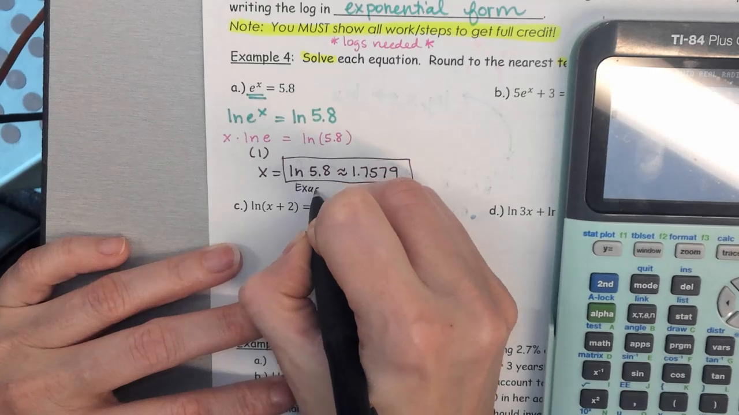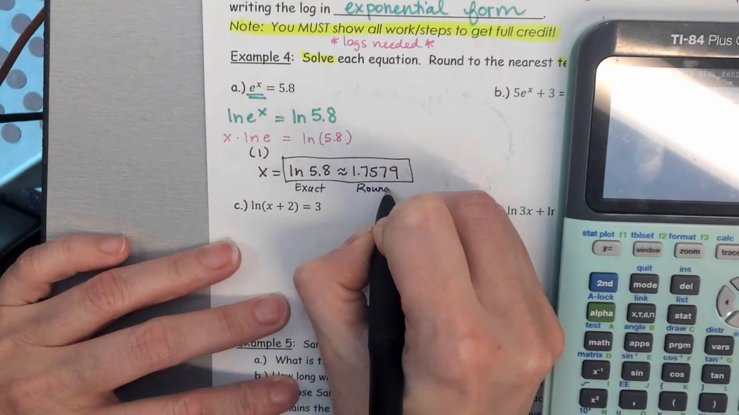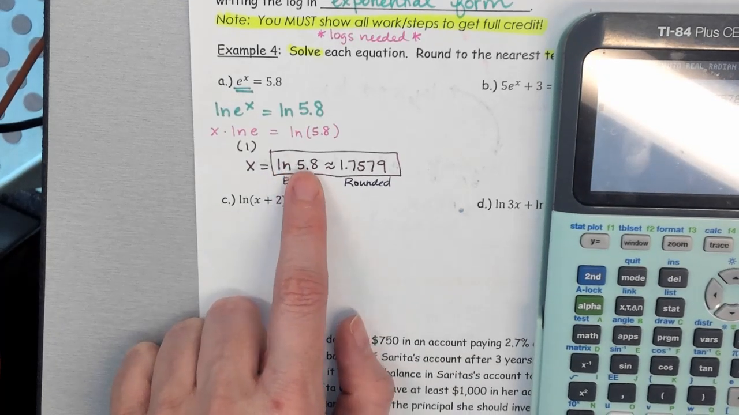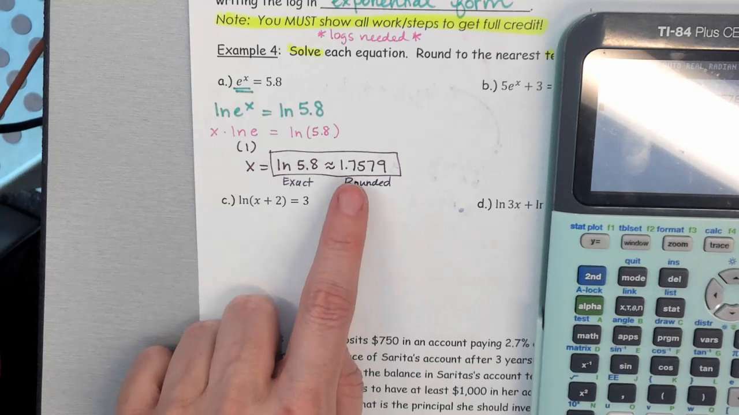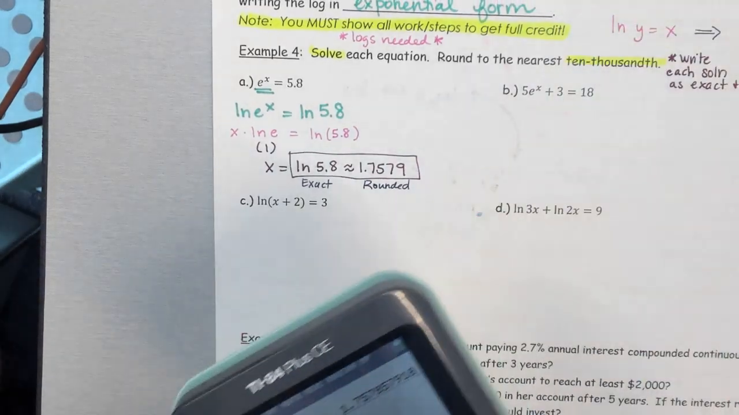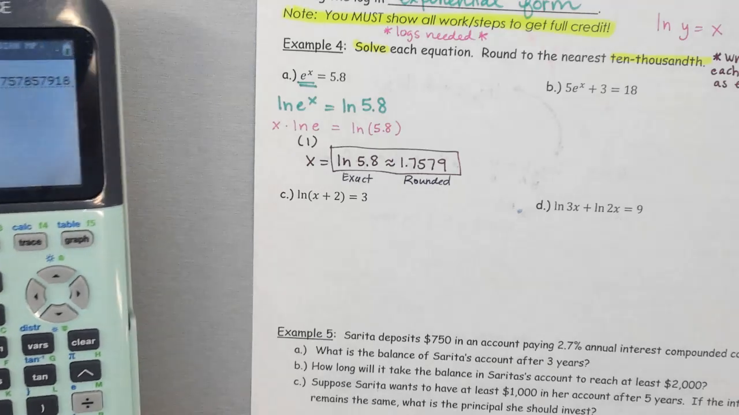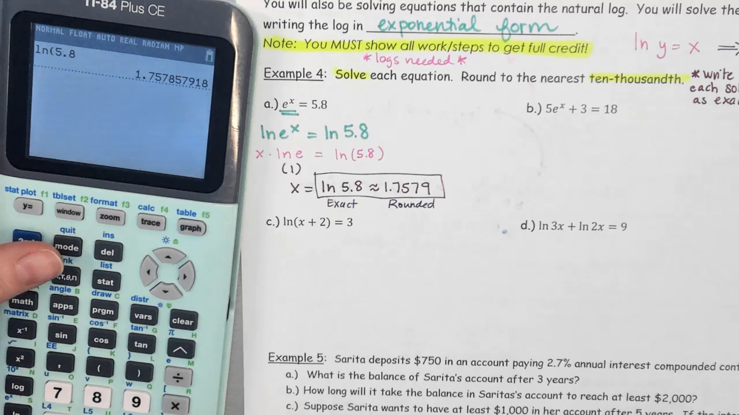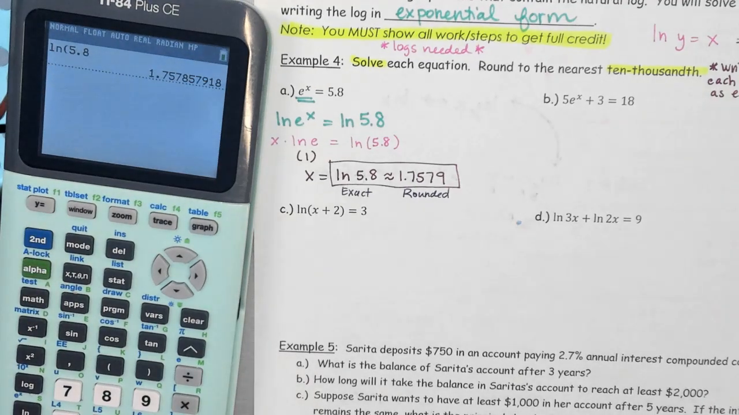Okay, so an exact answer is not a rounded value. If this were on a no calculator section, you would just write the natural log of 5.8. This is asking you to round to the nearest 10,000, so we're going to write it as 1.7579. That's just to help you differentiate. So on the calculator section, you just have to round it on the other one.